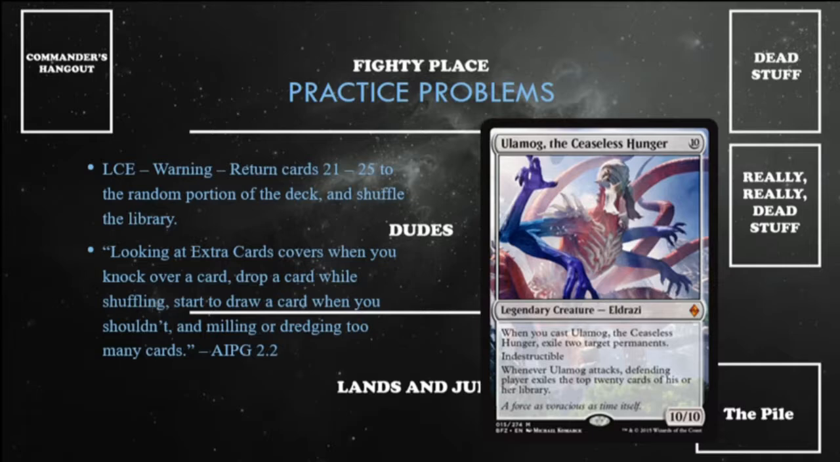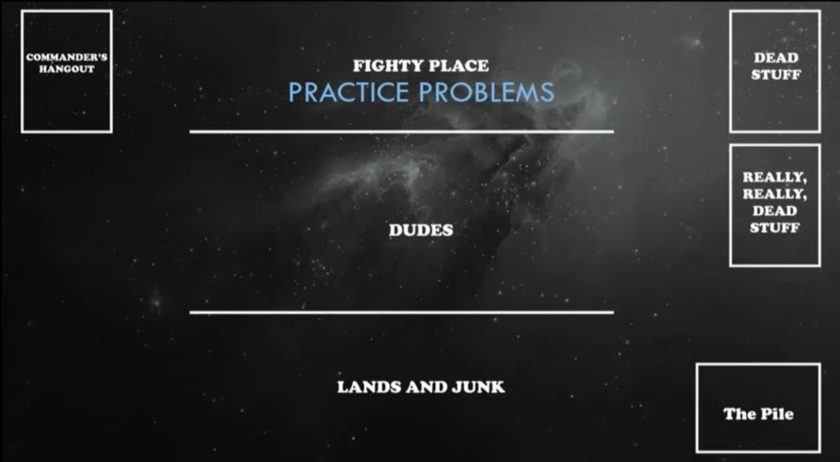If both players do agree numbers 21 through 25 were, in fact, 21 through 25, then yes, you take the 5 cards and you shuffle them into the library. If they don't agree, it becomes a lot messier, and I have no idea. It's probably going to be a your mileage may vary answer. All right, next problem.